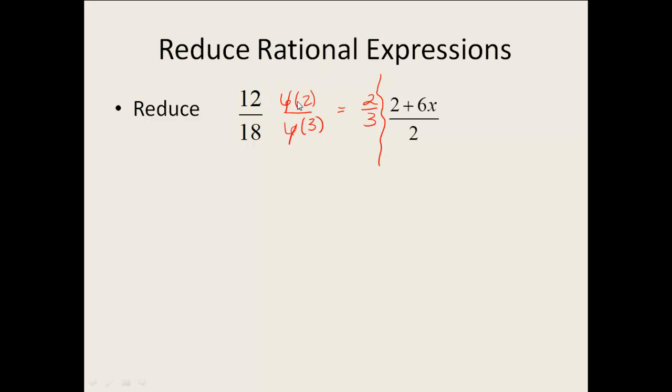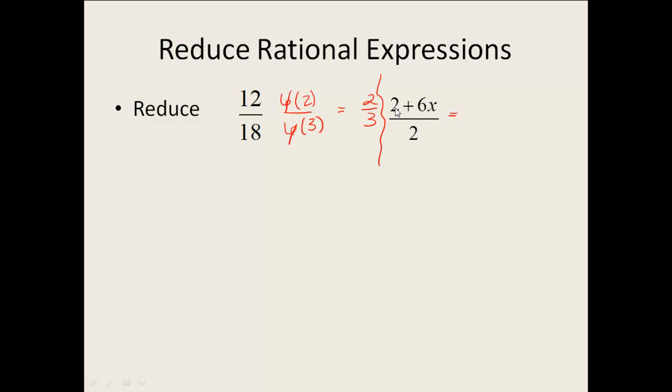Now notice when I had the 6 and the 2 up here, they had to be multiplication. Right here we have a little bit of a problem. A common mistake is kids want to cross out the 2 and the 2. That is not allowed because we have a plus sign here. Whenever we're reducing, we always have to have it in terms of multiplication. So what we need to do is look if we can pull anything out.